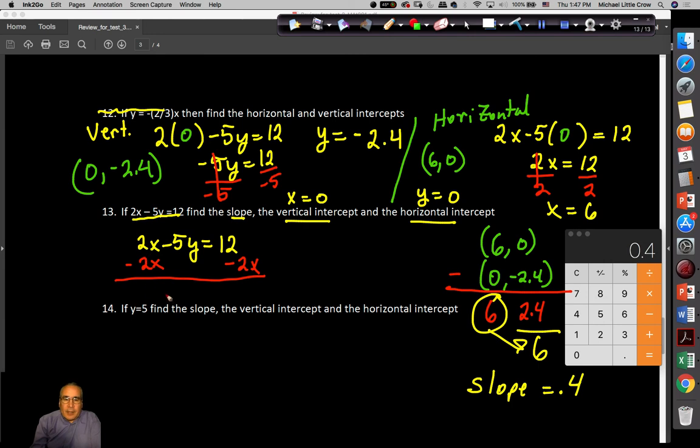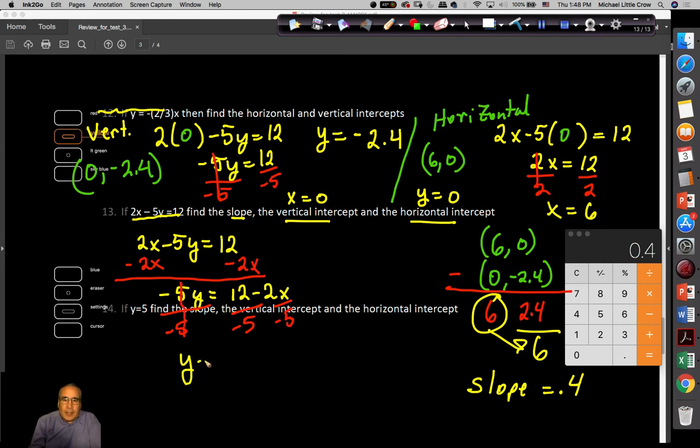On the left side this becomes 0, so we're left with minus 5y equals 12 minus 2x. And then the next step we're going to divide both sides by negative 5. And when we divide the right hand side it has to distribute to both terms. So negative 5 and negative 5. Left hand side, these cancel, leaving simply y. 12 divided by negative 5, maybe we did that somewhere, maybe not.